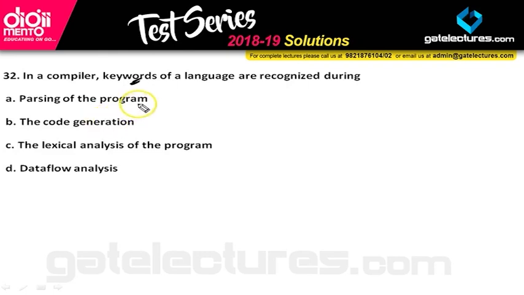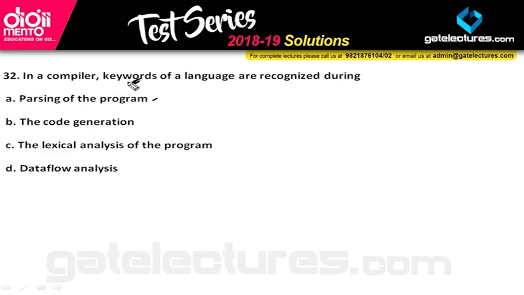Okay, so let's look at the first option, parsing of the program. No, this is not the answer. What is parsing? We actually check the syntax of the tree. How do we check it? We make the parsing tree, and through that we check if the particular syntax is right or not. Obviously this is not right over here, and even just by looking at this you can guess that if for parsing I need to check the syntax, the keywords must be recognized before that, so this phase must be before the parsing of the program.